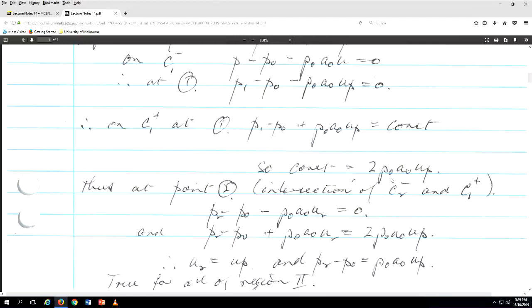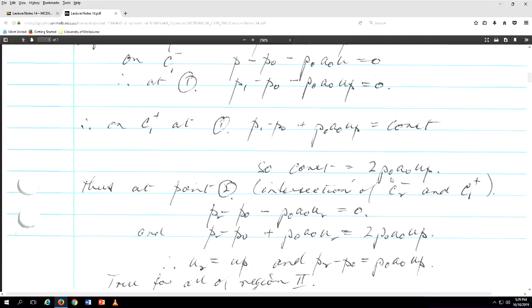So now you can see that I have two equations here for two unknowns, P2 and U2. If I add them, P2 minus P naught is a half of that, which is rho naught A naught UP. And since P2 minus P naught is rho naught A naught UP, it means that U2, from this equation or from this one either, is equal to UP.